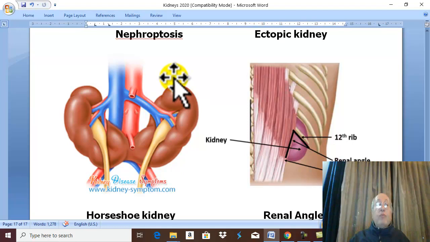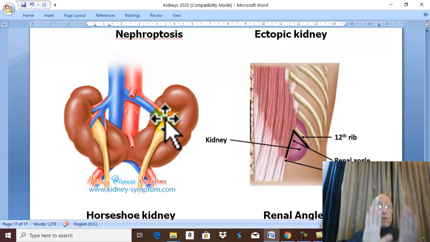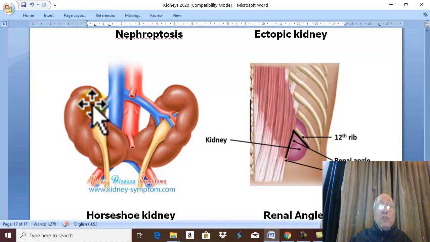It has a posterior convex border and an anterior concave border containing the hilum, with failure of rotation of the kidney. There is no medial border and lateral border. There is an anterior and posterior border, like the fetal position. And there is failure of ascent of the kidney. This kidney is at a lower position.